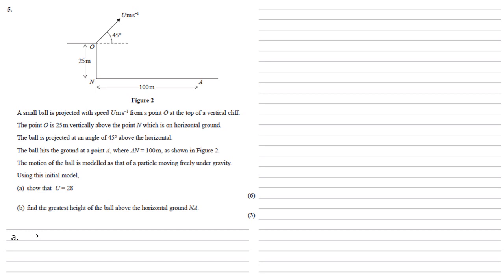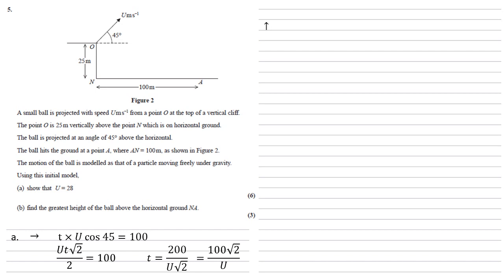We don't know what t is, but we do know the distance travelled is 100 meters. Now, as the particle is moving freely, there's no deceleration or acceleration in this direction. So we can say that time multiplied by the speed is equal to the distance travelled. So t times u cos 45 is equal to 100. Cos 45 is root 2 over 2. So ut root 2 over 2 is 100. So t is equal to 200 over u root 2. Rationalising the denominator, t is equal to 100 root 2 all over u.